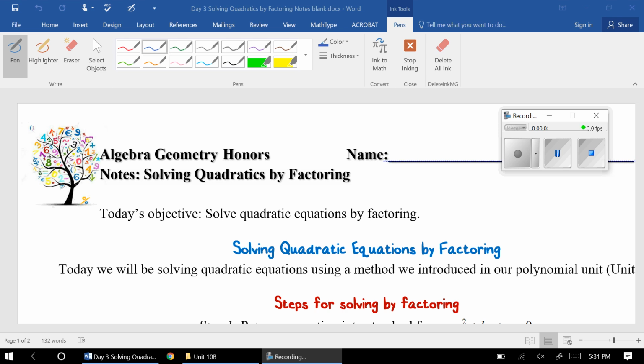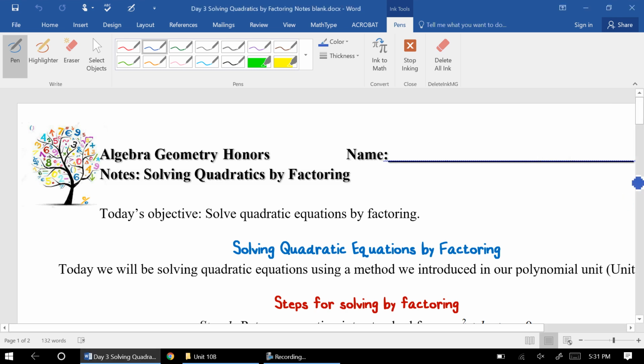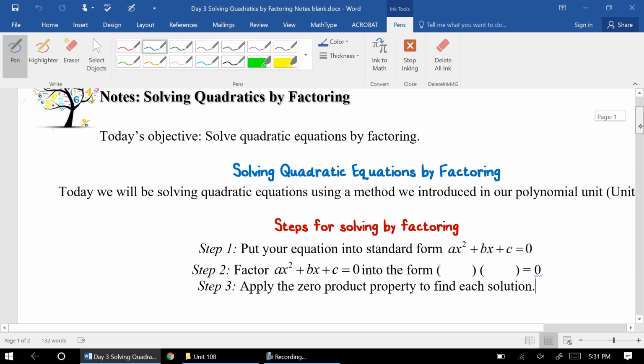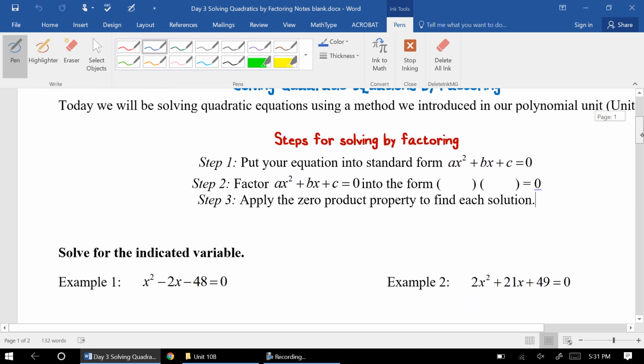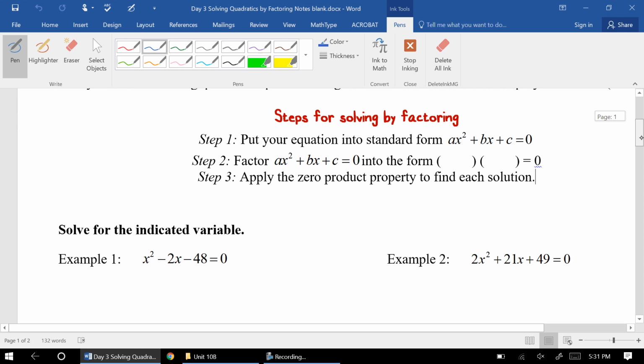On solving quadratics by factoring. This is a lesson that we introduced when we introduced polynomials, and you learned how to factor in Unit 9. So we're really just going to be reviewing these skills.